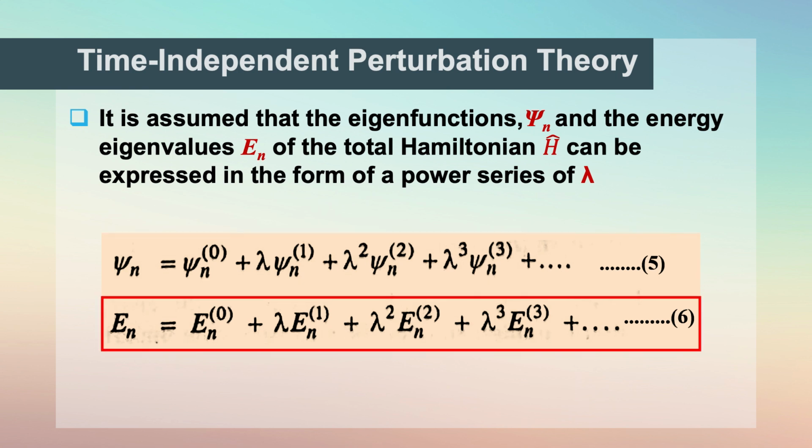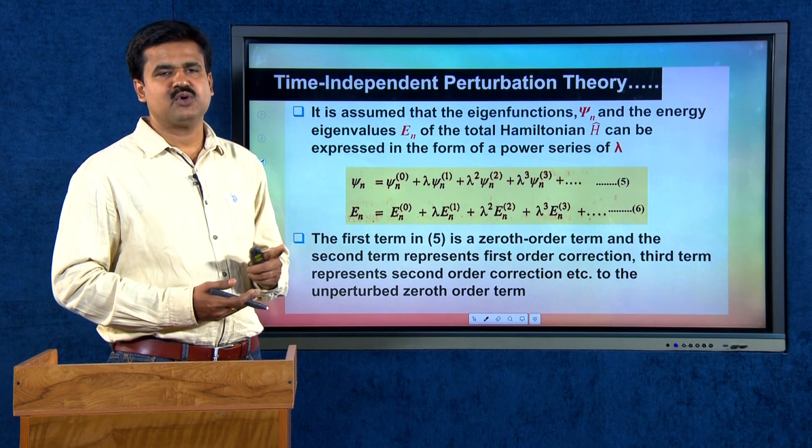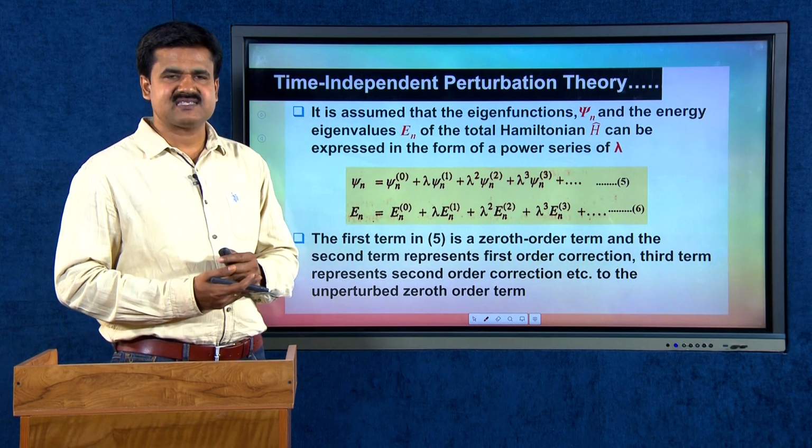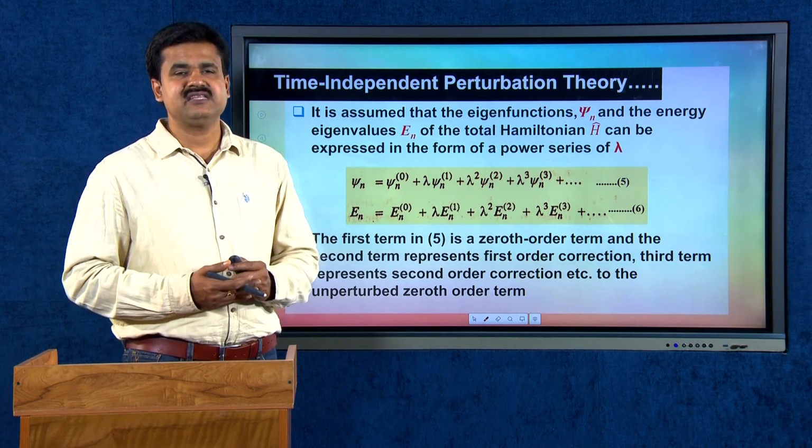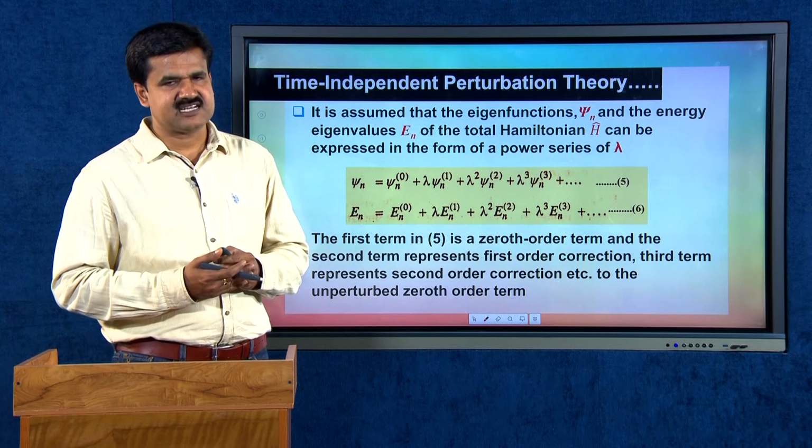Also, energy can be represented as a power series in lambda, and En is equal to En0 plus lambda En1 plus lambda square En2 plus lambda cube En3, etc. And that is the power series representation of psi n and En associated with the system under consideration.